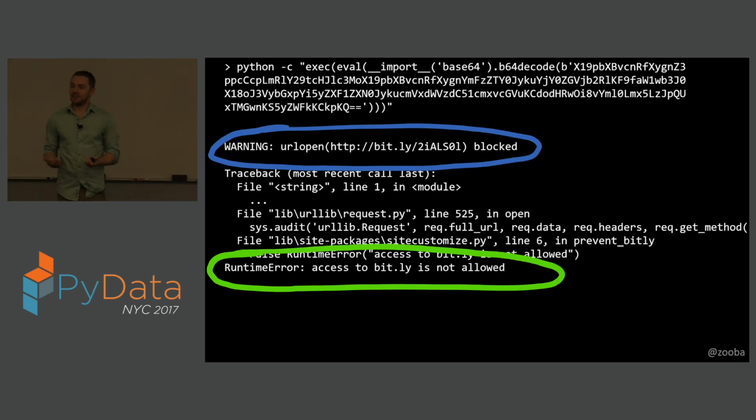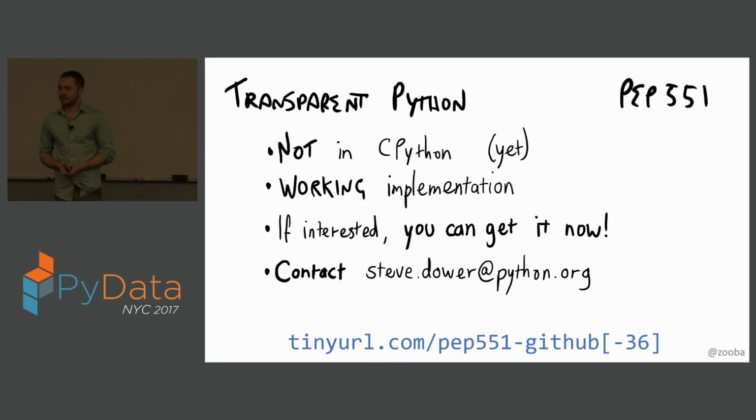So with this hook, if I take this code and run it again, we get different output. You'll see that we get the warning first, and then we bring down the whole process with an error message, rather than letting it even occur.